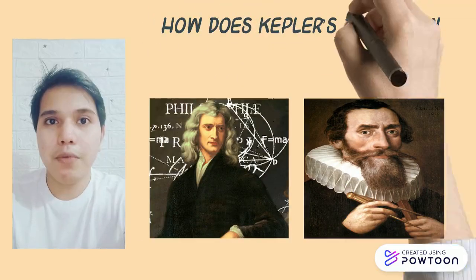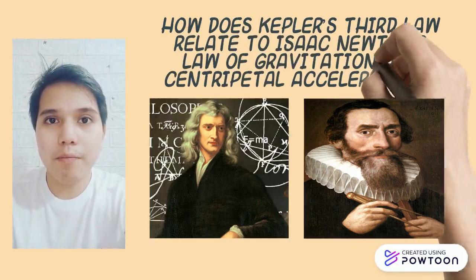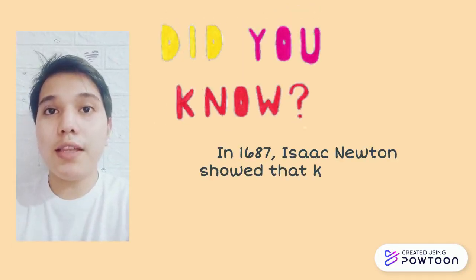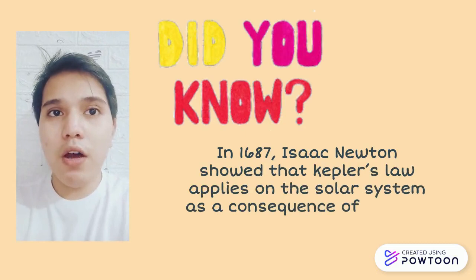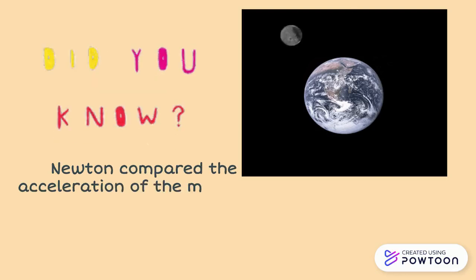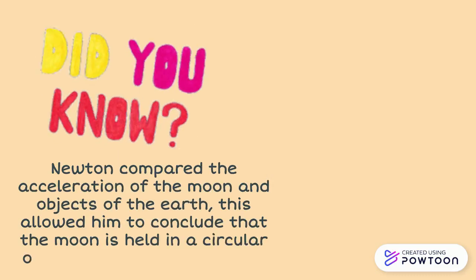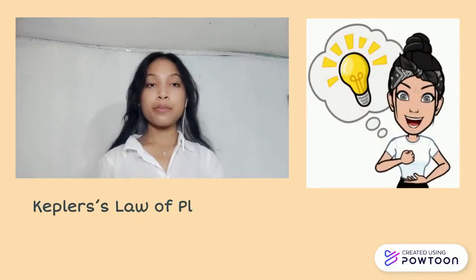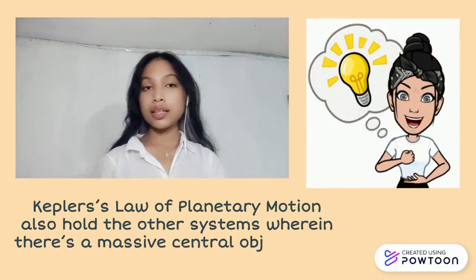How does Kepler's third law relate to Isaac Newton's law of gravitation and centripetal acceleration? In 1687, Newton discovered that Kepler's laws applied to the solar system as a consequence of the law of gravitation. Kepler's laws of planetary motion also hold for other systems wherein there is a massive central object, not necessarily a planet.